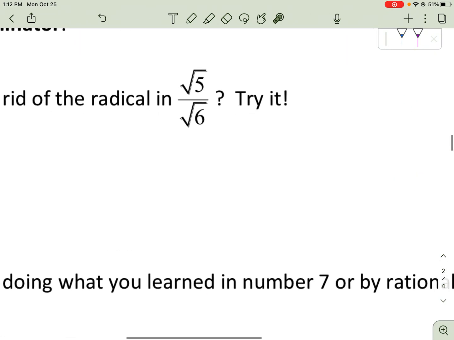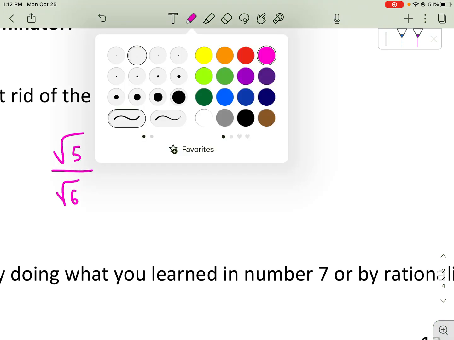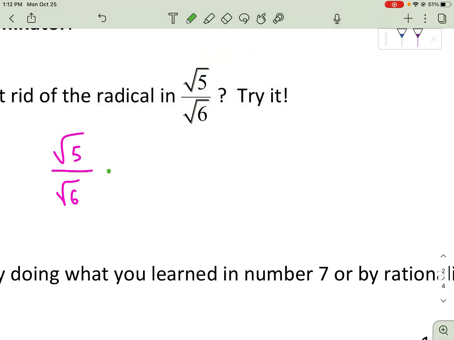All right, the next problem. If we have a square root on the bottom, it's not considered to be simplified. So we have to do what's called rationalize the denominator. And what we do here is multiply. You can multiply the top and bottom of a fraction by the same number without changing the value of the fraction. So that's what we're going to do here.